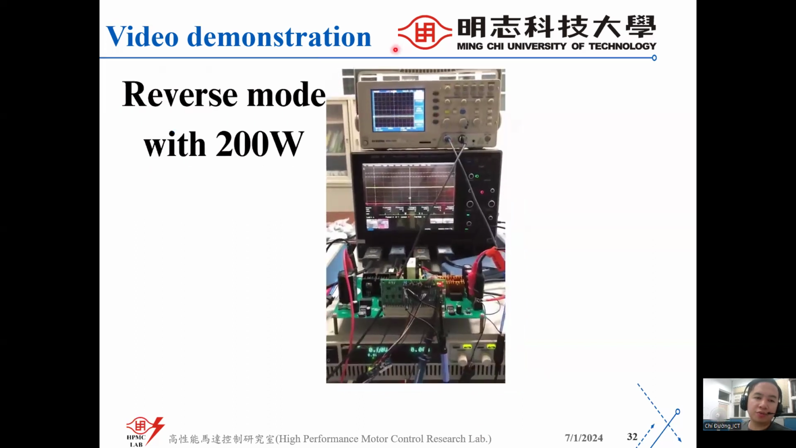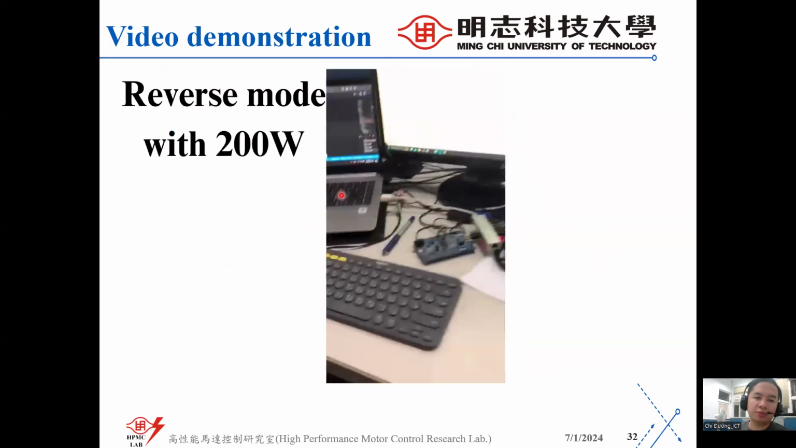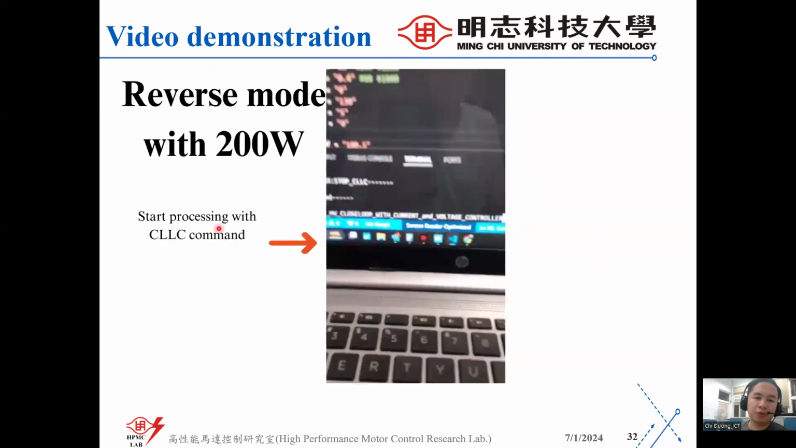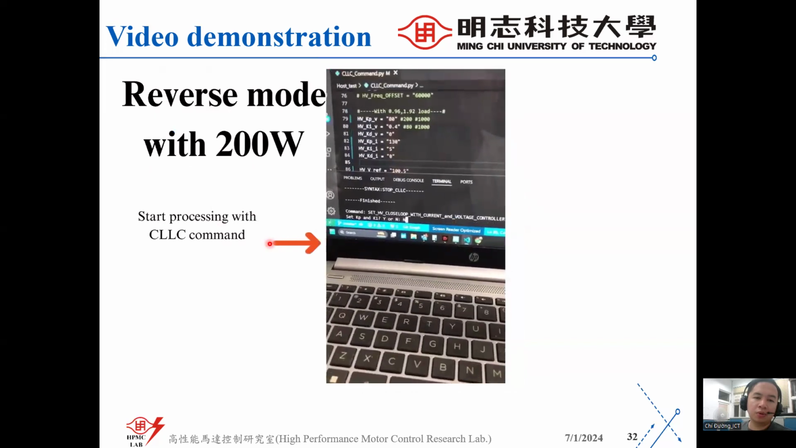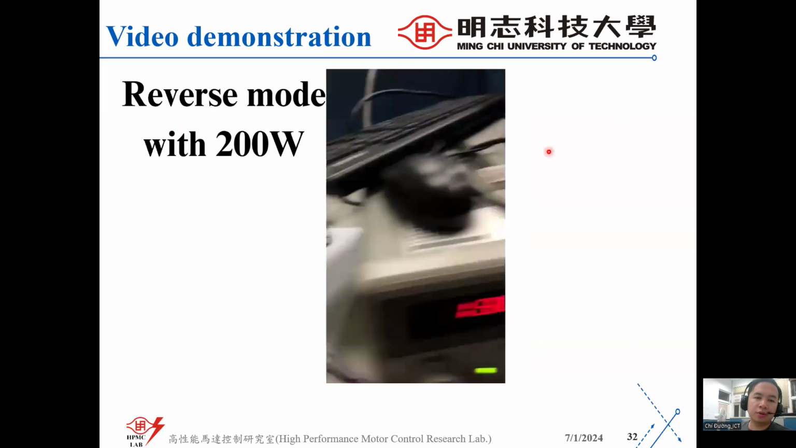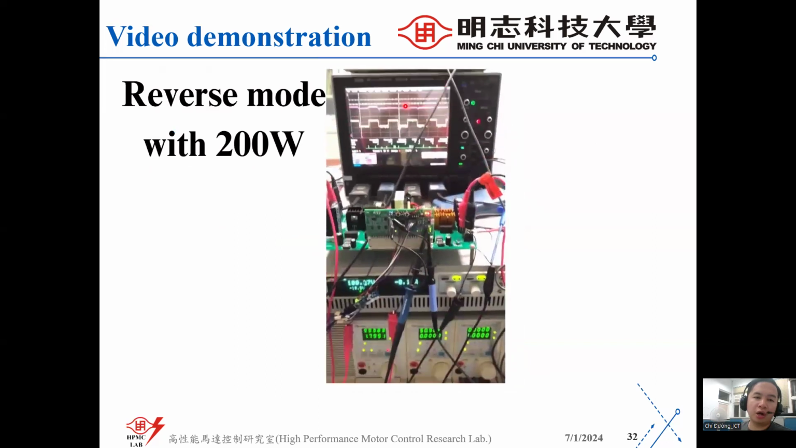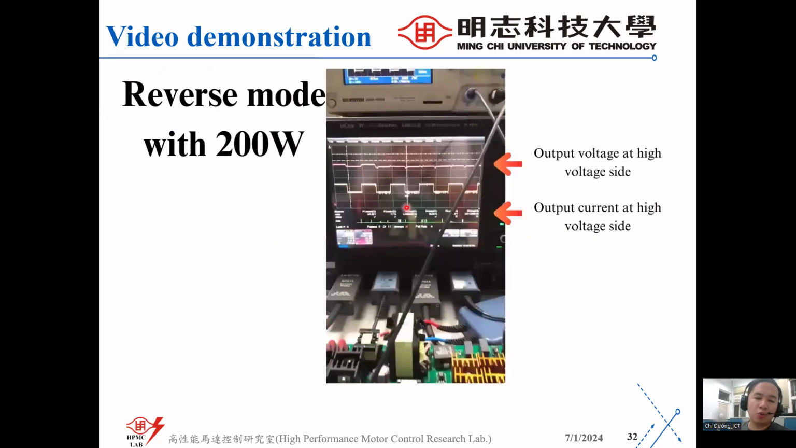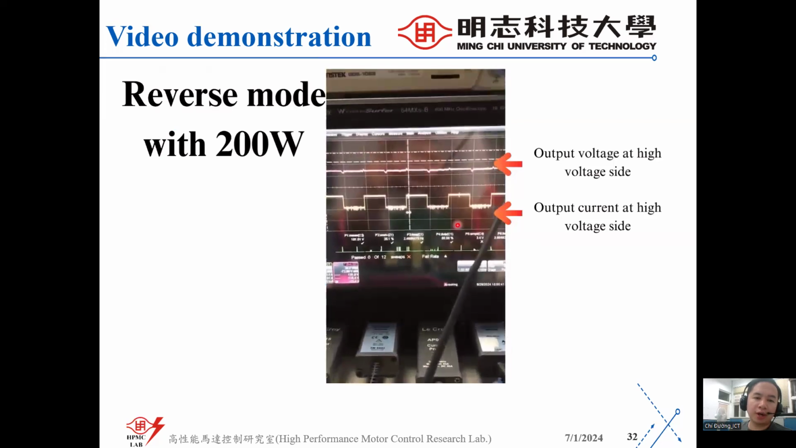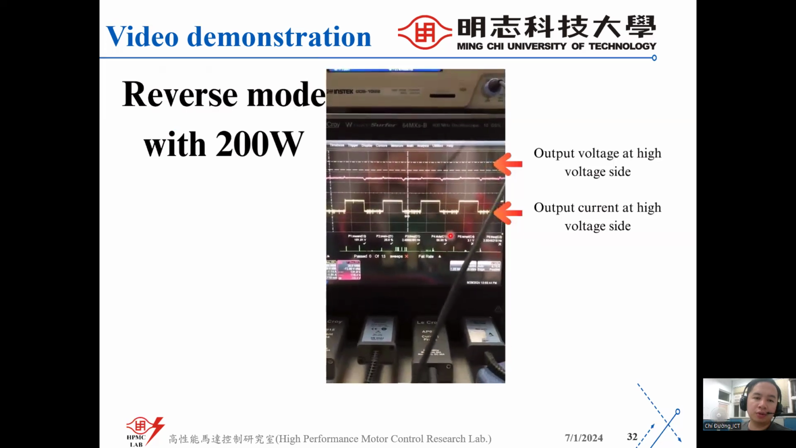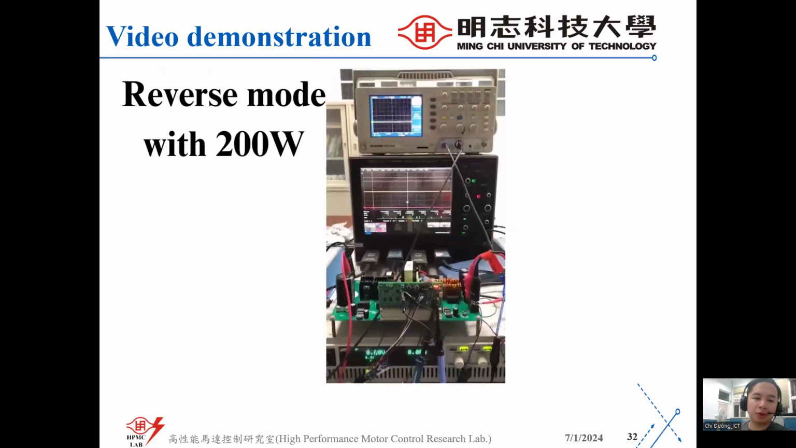Next slide is the reverse mode video. And first I also start with the reverse mode, and you can see the output voltage reference at 100 volt, and this is the output current at the harmonic side.